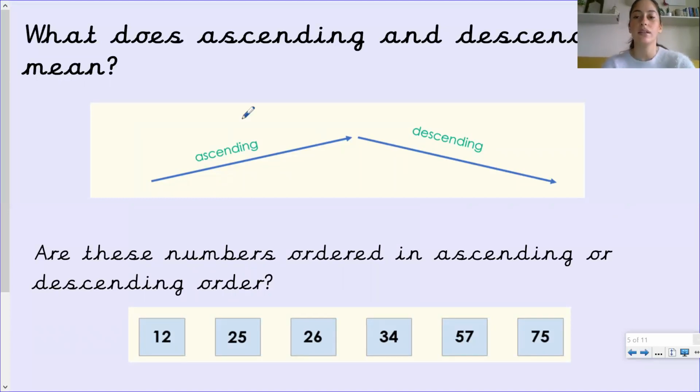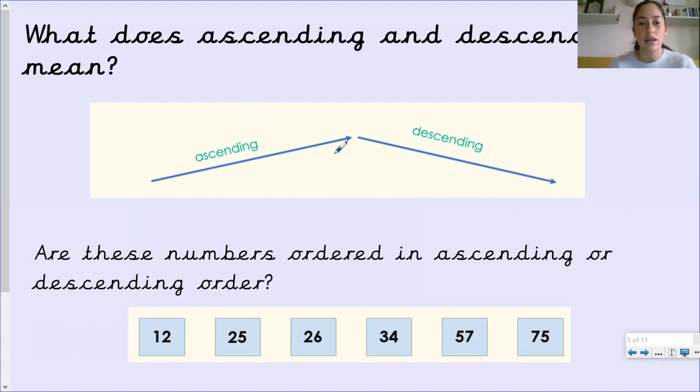What does ascending and descending mean? Can you pause the video, and by looking at this diagram, what do you think ascending and descending means? You can have a think to yourself or discuss it with somebody at home if they're available. Pause the video, have a think, and play the video when you're ready.